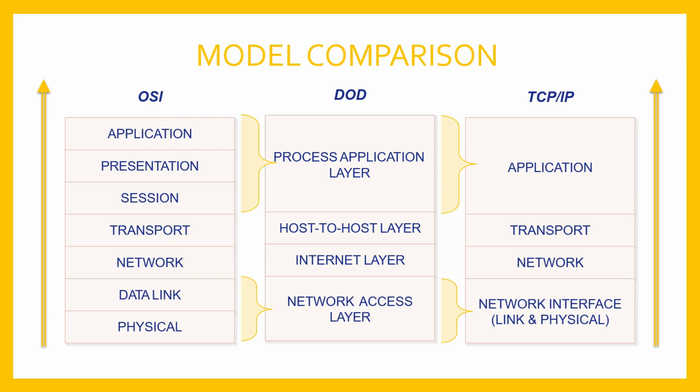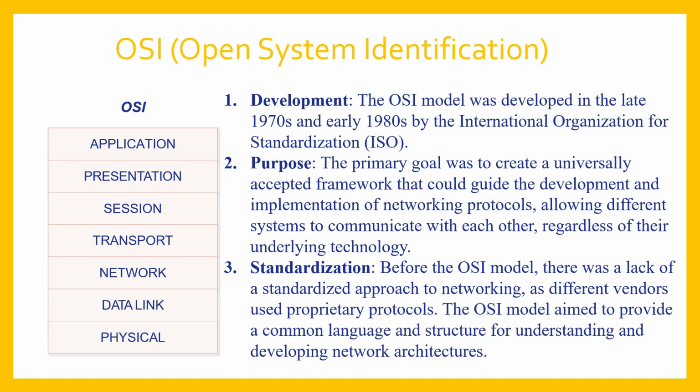Now we are going to talk about the different models in detail, starting with the OSI model, that is Open System Interconnection. This model was developed in the late 1970s and early 1980s by the International Organization for Standardization (ISO). The sole purpose of this model was to create a universally accepted framework that can guide the development and implementation of networking protocols that will allow different systems to communicate with each other regardless of their underlying technologies. This model is not that well known when we compare it to a different network model in this video. If you know the answer, you can comment it down.